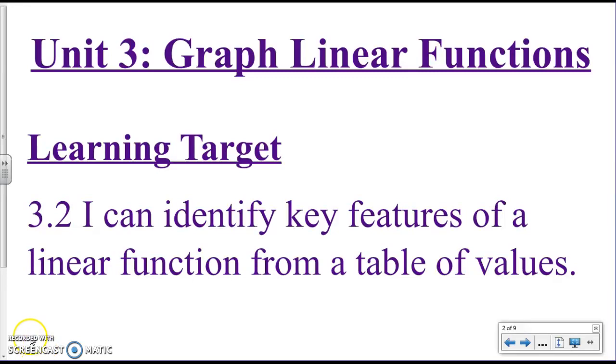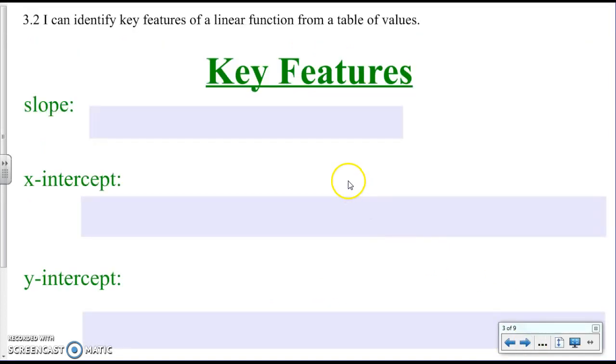Today we're going to talk about key features again, but this time we are going to focus on key features of linear functions from tables of values instead of looking at the graphs. This will help us kind of see patterns and know what to expect for what the graph should look like. So we are going to talk about the same key features that we did yesterday or in the last lesson.